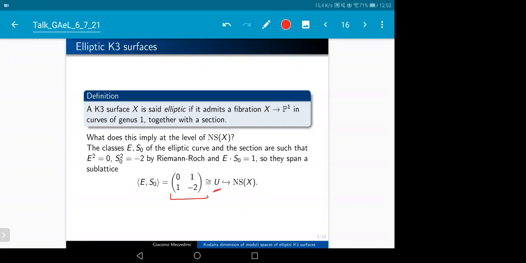The idea here is very similar to before. We start with a very geometric intrinsic property of the K3 surface: the K3 surface admits an elliptic fibration. And we rephrase it in terms of an embedding of lattices. In particular, we want the Néron-Severi group of the surface to contain a copy of the hyperbolic plane.